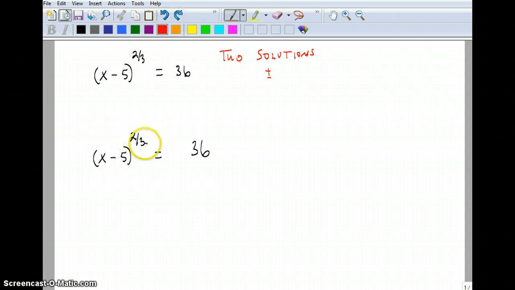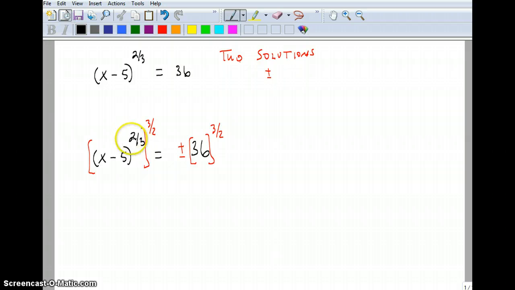So we want to get rid of the 2/3. You want to get rid of that rational exponent. So we raise this side to the reciprocal power, to the 3/2 power. And of course we have to raise this side to the same thing, to the 3/2 power. This is where the plus or minus gets introduced. So it's plus or minus 36 to the 3/2 power.